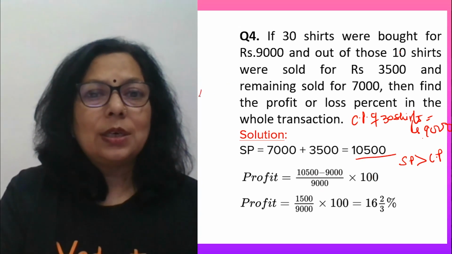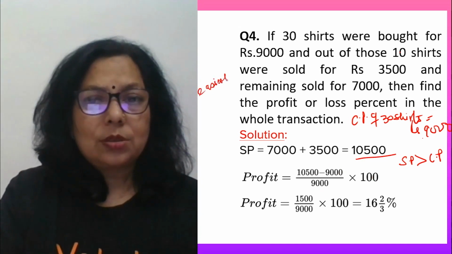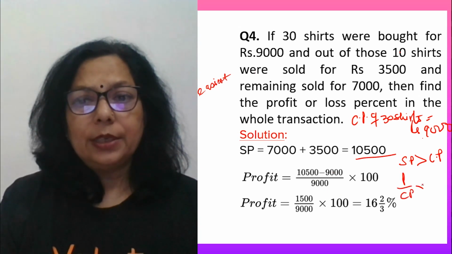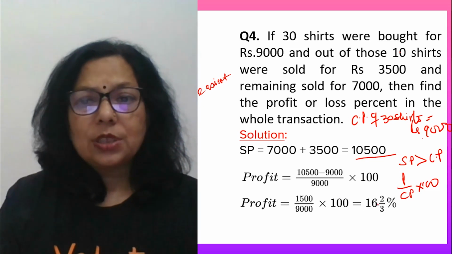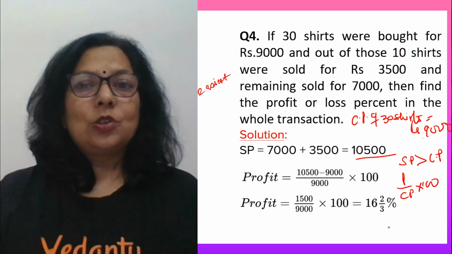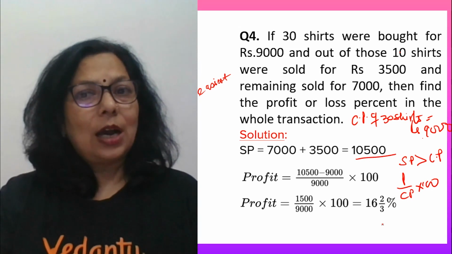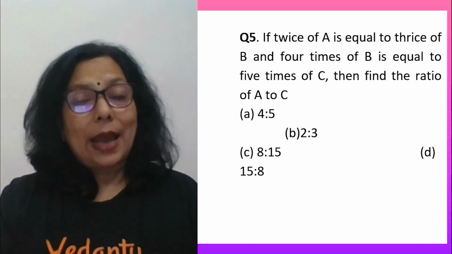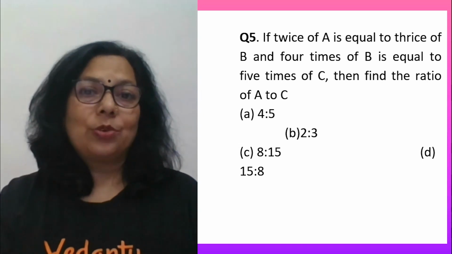So this was the easiest question. You find out the profit. Profit upon CP into 100 gives you 16 2 by 3%. So I hope all of you can feel it now. Nothing is difficult. The only thing is you have to be accurate. Speed with accuracy is required.